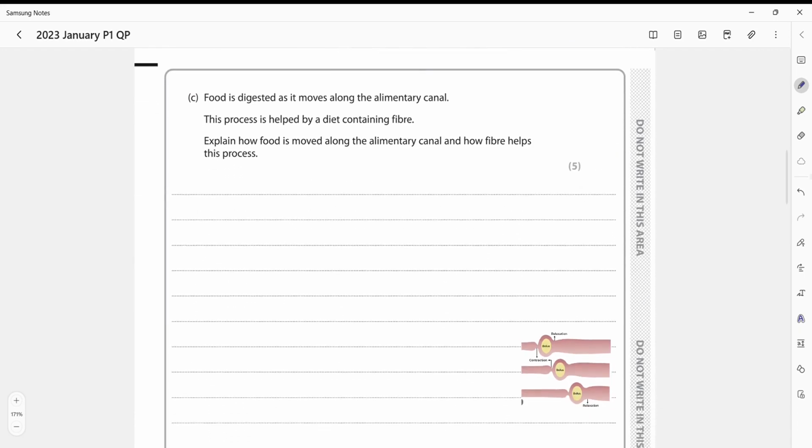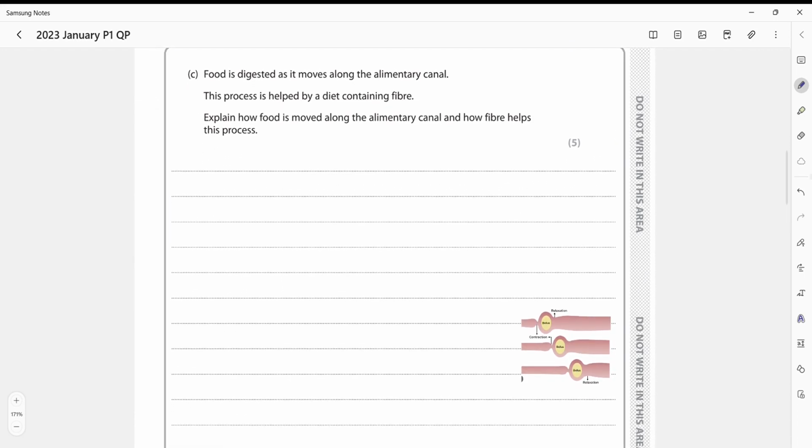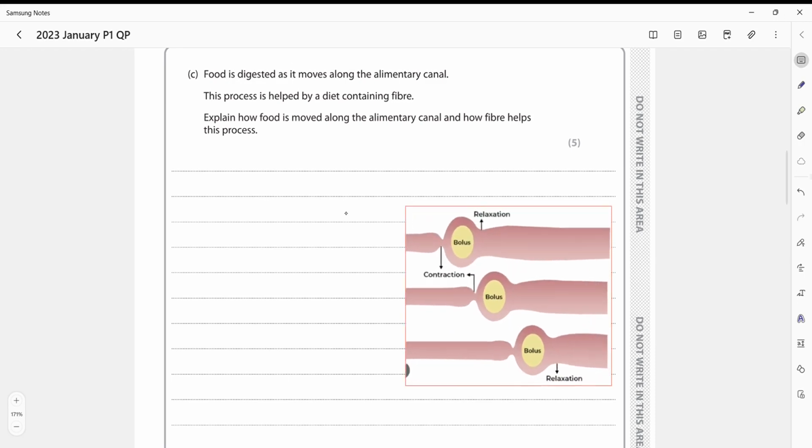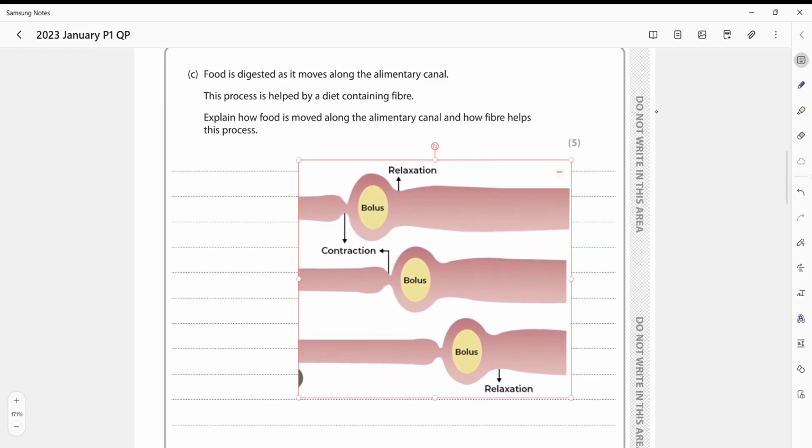Okay, now let's look at part C. Food is digested as it moves along the alimentary canal. So the alimentary canal is just basically the path which your food takes from your mouth all the way to your anus. This process is helped by a diet containing fiber. Explain how food is moved along the alimentary canal and how fiber helps this process. Okay, so let's make this image larger. So this is basically peristalsis. So here we have a diagram of peristalsis.